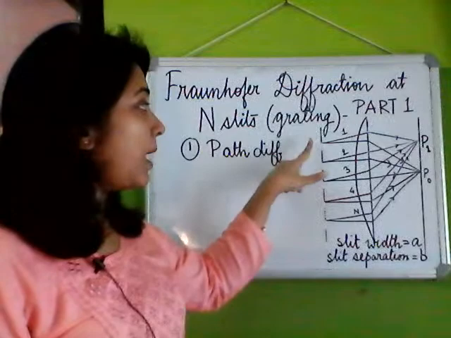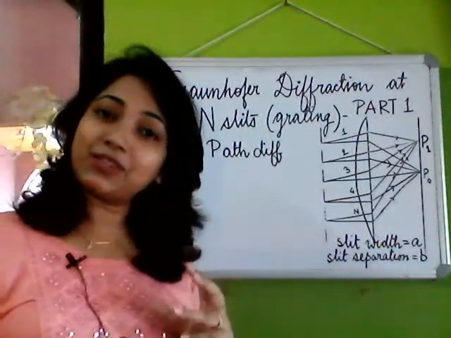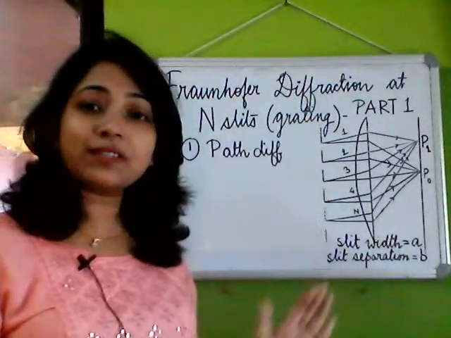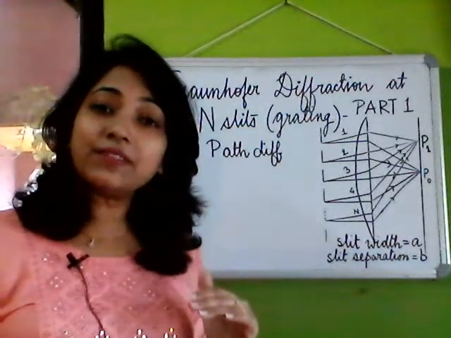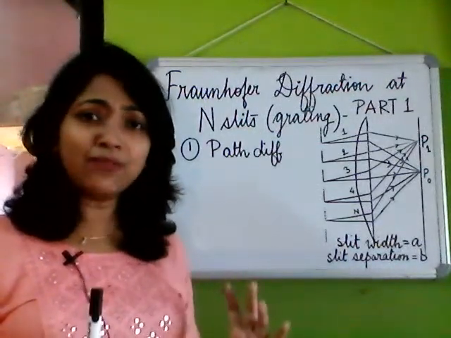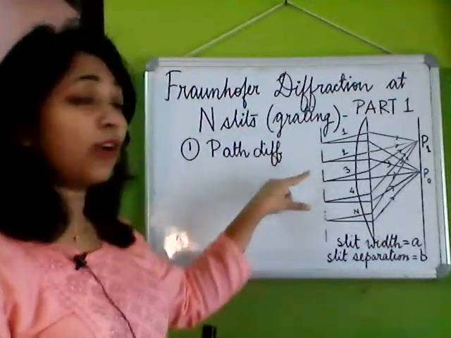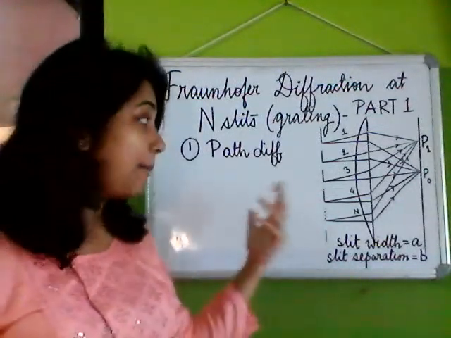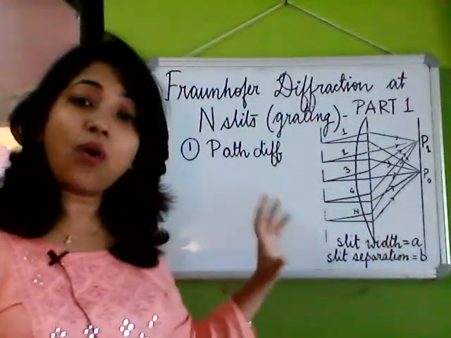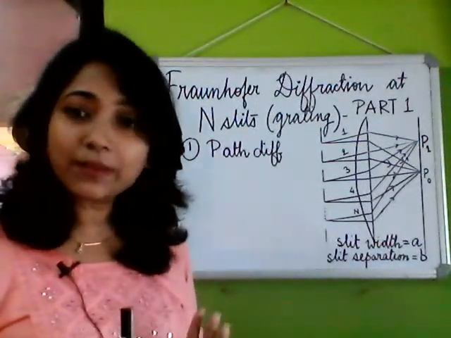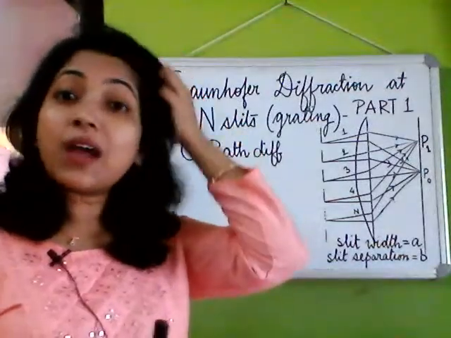Individually, slit number 1 and slit number 2 are causing diffraction. In the same manner, when we have n number of slits, all these individual slits cause diffraction to occur within themselves. And what will happen? Individually, we have already calculated the resultant amplitude and resultant intensity caused by a single slit. That remains the same over here as well.